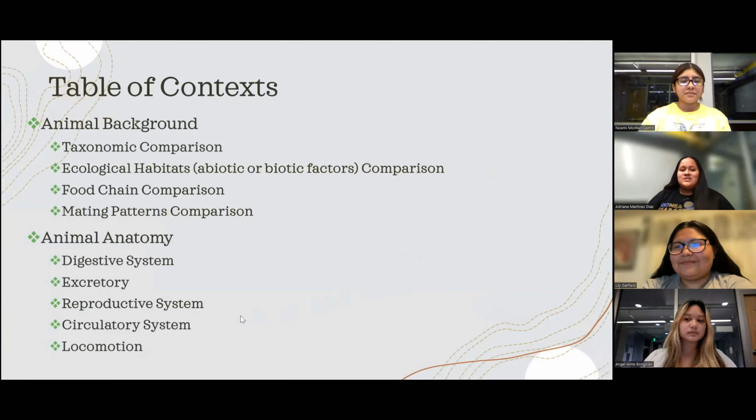So we have broken our presentation up into 2 points. This is our table of contents, and it's going to be animal background and animal anatomy. For animal background, it's going to cover taxonomic comparison, ecological habitats, food chain comparison, and mating pattern comparison. The second part of the presentation is animal anatomy. It will cover digestive system, excretory system, reproductive system, circulatory system, and locomotion.